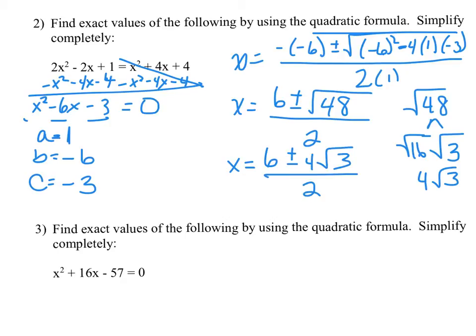So then each one of these is divisible by 2, so I can do it. Remember, if one of them wasn't, you couldn't. So 6 divided by 2, 4 divided by 2, and 2 divided by 2. And then we can simply write it as 3 plus or minus 2 radical 3 over 1. Don't need to put it, but you can if you love it. So you can put that over 1, or you don't have to.